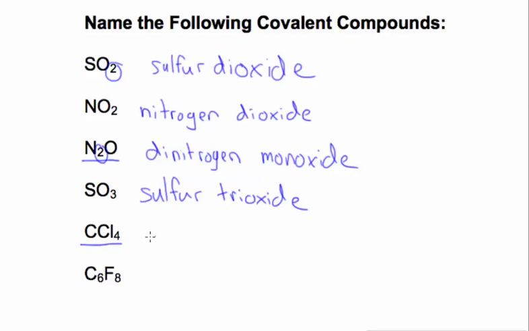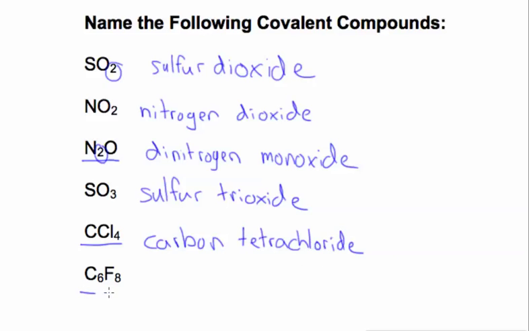There's one carbon. We don't use mono on the first word. And there are four chlorines. The prefix for four is tetra. And chloride.